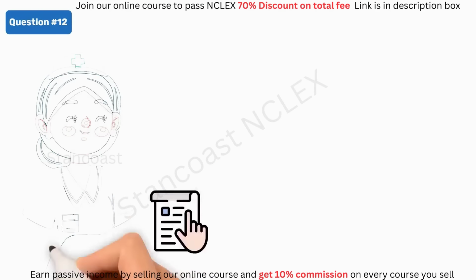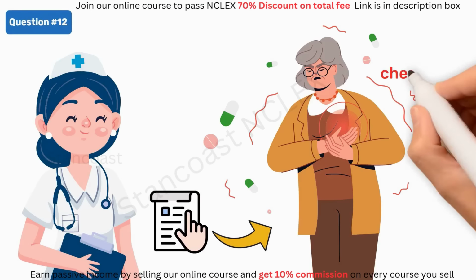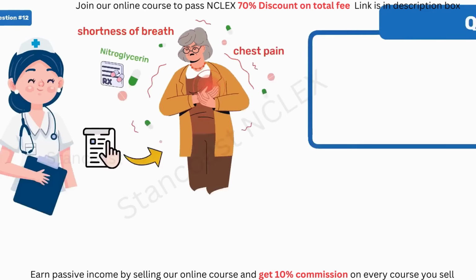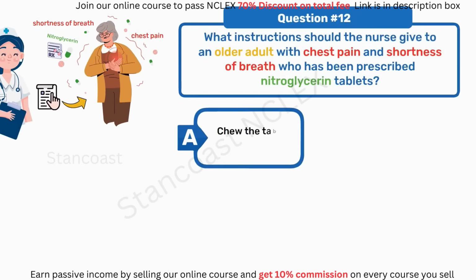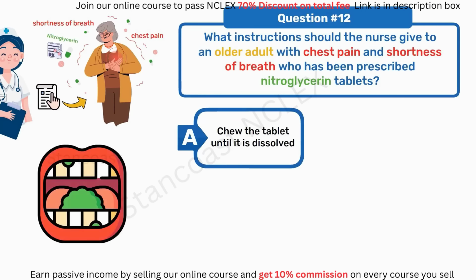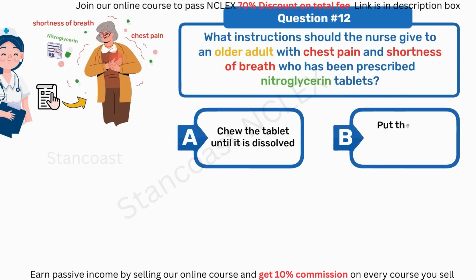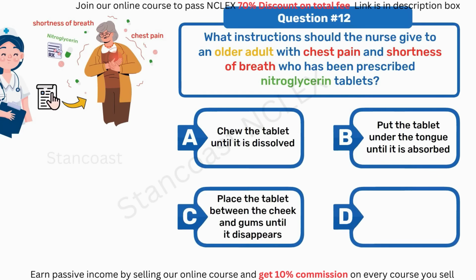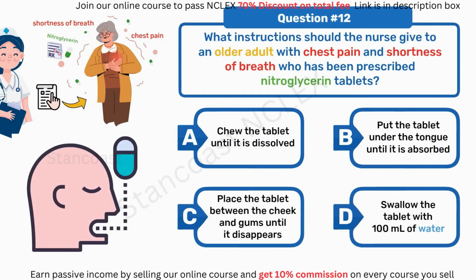What instruction should the nurse give to an older adult with chest pain and shortness of breath who has been prescribed nitroglycerin tablets? A. Chew the tablet until it is dissolved. B. Put the tablet under the tongue until it is absorbed. C. Place the tablet between the cheek and gums until it disappears. D. Swallow the tablet with 100 milliliters of water.